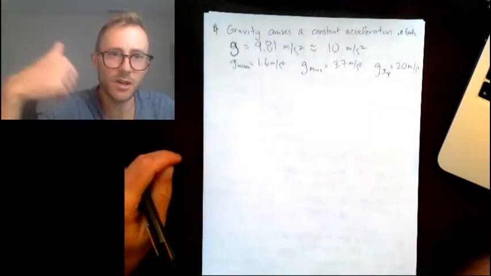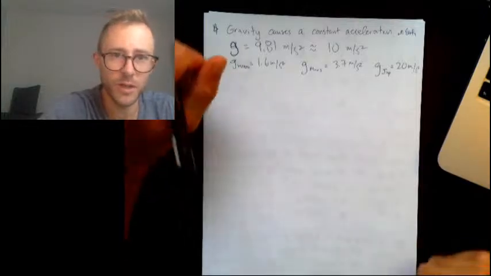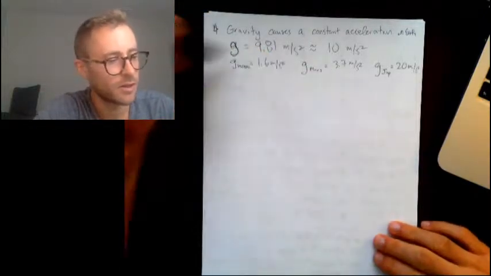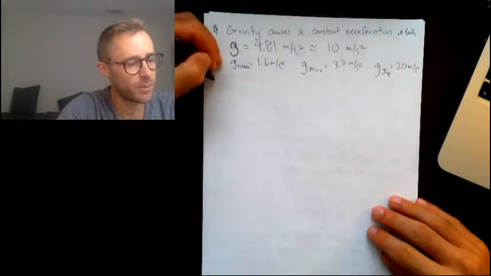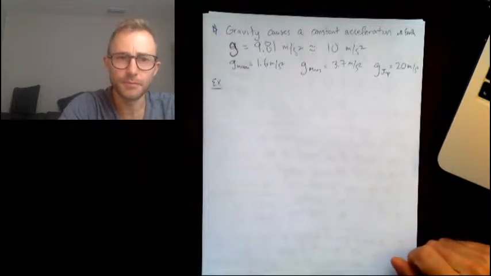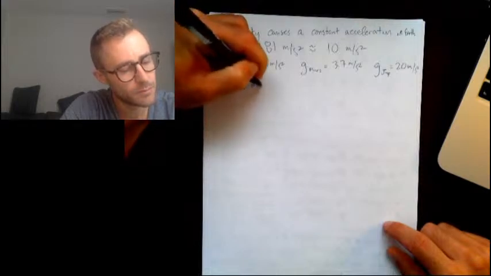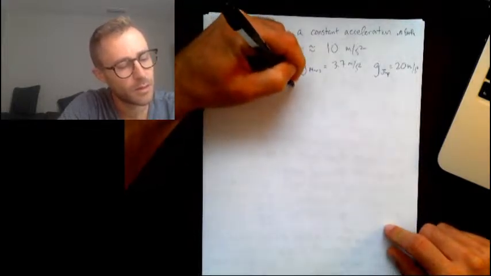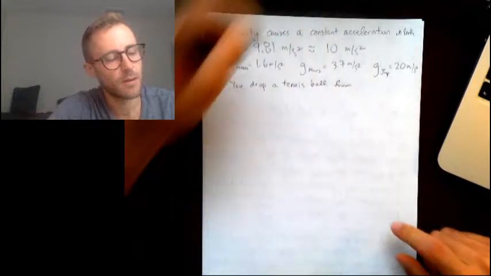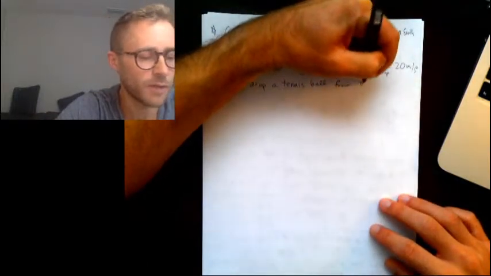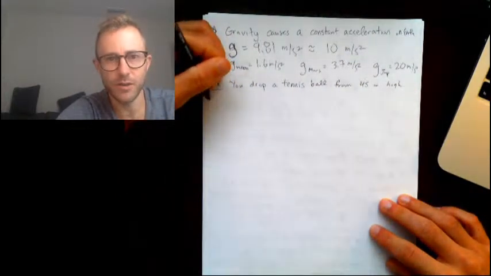Later on in this class, we'll learn how to calculate the acceleration due to gravity if you know information about the planet. But we're going to mostly be doing problems on Earth. So let me give you an example. You drop a tennis ball from, let's say, 45 meters high. How much time does it take to hit the ground?